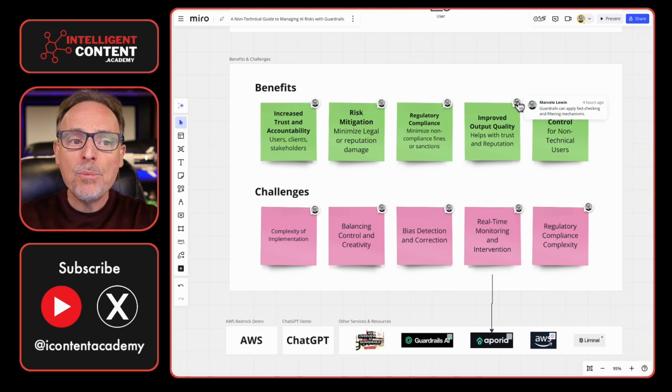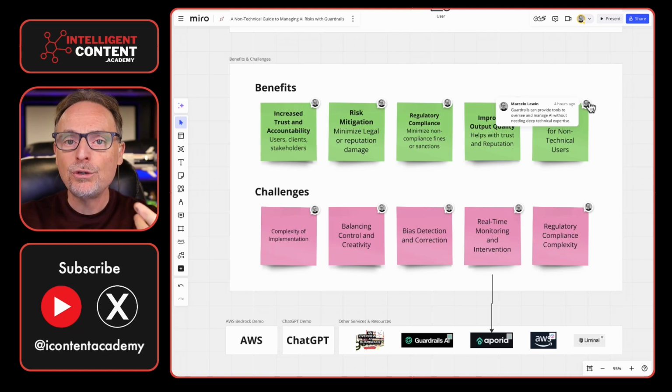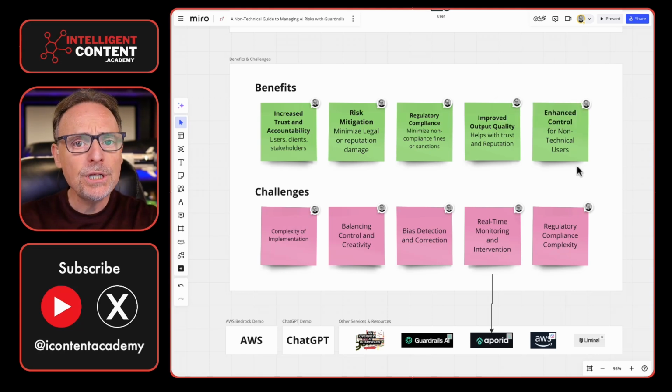For improved output quality, guardrails can apply fact-checking and filtering mechanisms. Now, this is pretty hard to do, but if done properly, that'll help with trust and reputation, right? And then it can enhance the control for non-technical users by providing tools that are very easy to use and add guardrails for. So these are all the benefits.